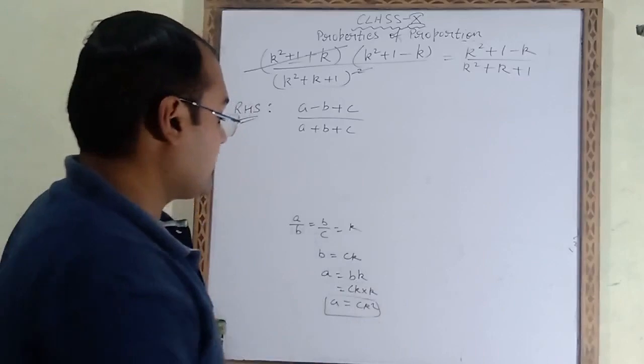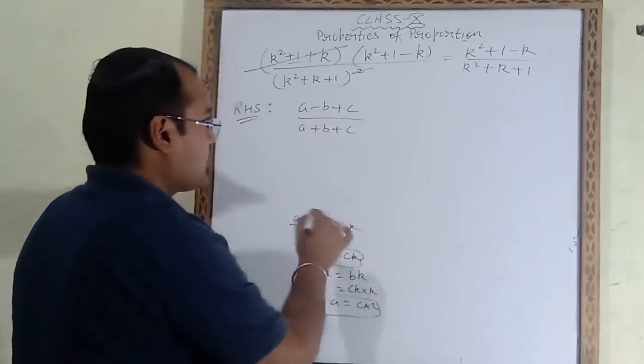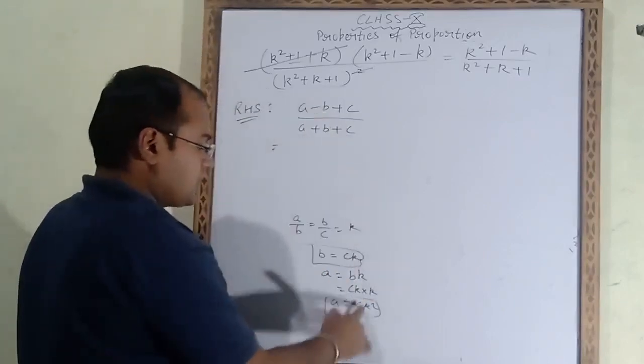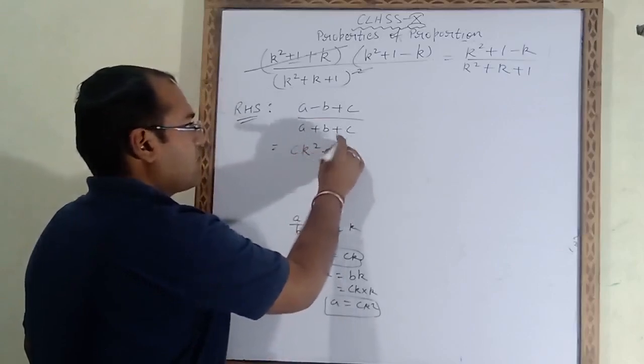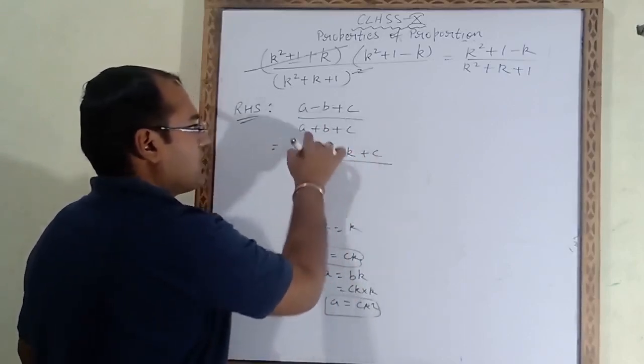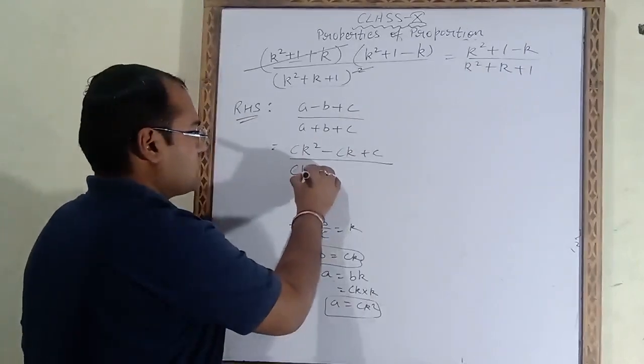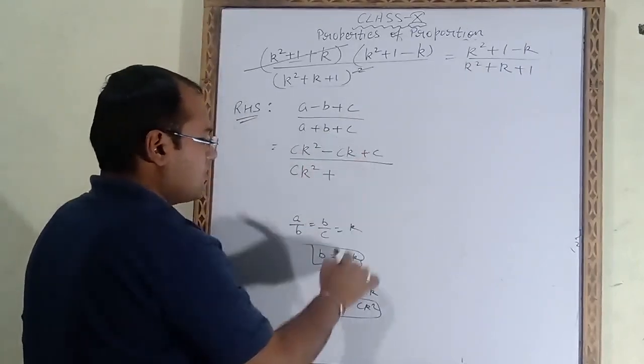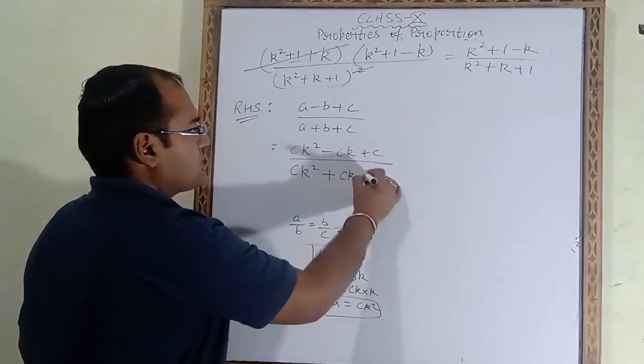Now we will use these two values A and B here. So instead of A we will take CK square minus B CK plus C upon A. A is CK square plus B. B is CK plus C.